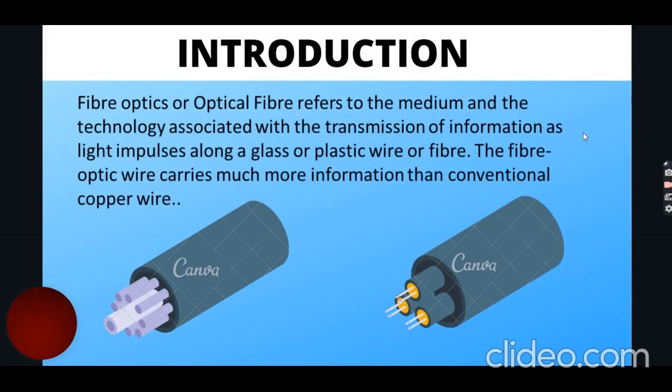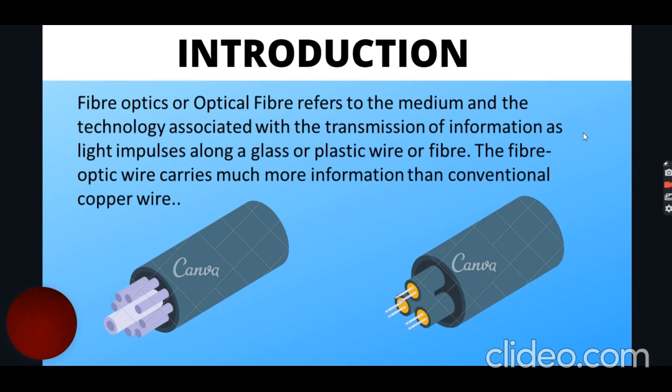So what is optical fiber? Fiber optics or optical fiber refers to the medium and the technology associated with the transmission of information as light impulses along a glass or plastic wire or fiber. So basically, it is a long fiber which is usually made of plastic or glass. Metal wires are preferred for transmission in optical fiber communication as signal travels with few damages. Optical fibers are also unaffected by electromagnetic interference.